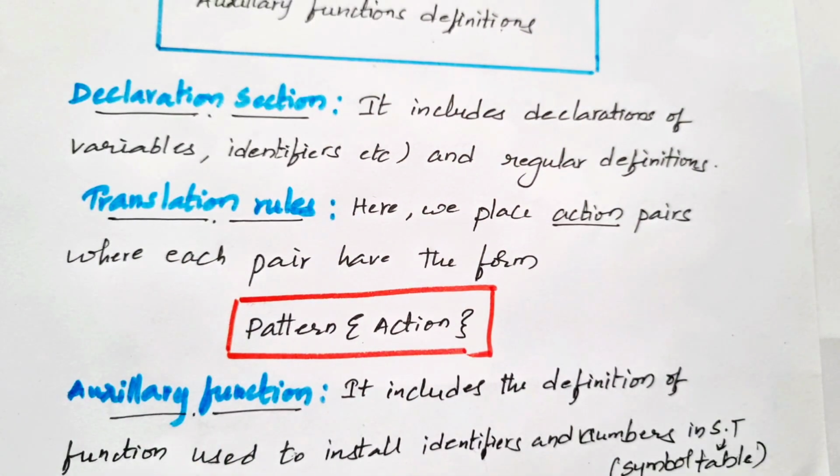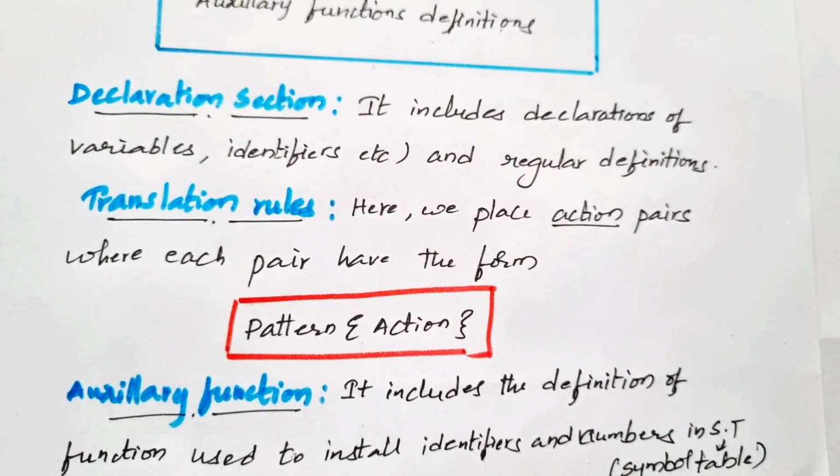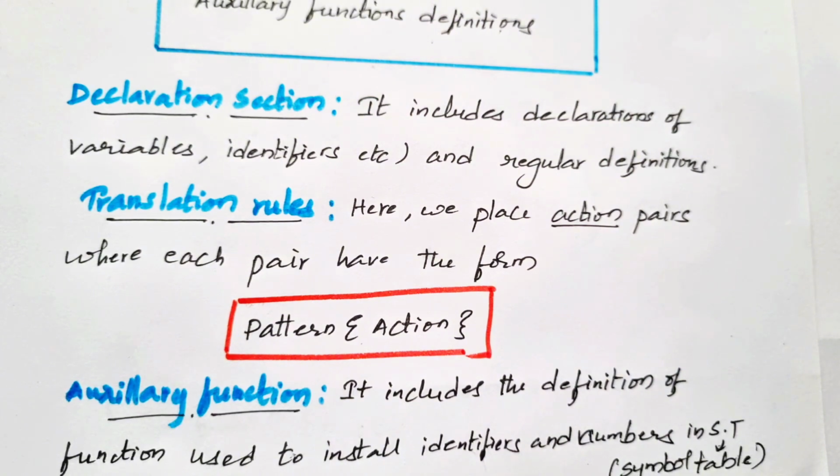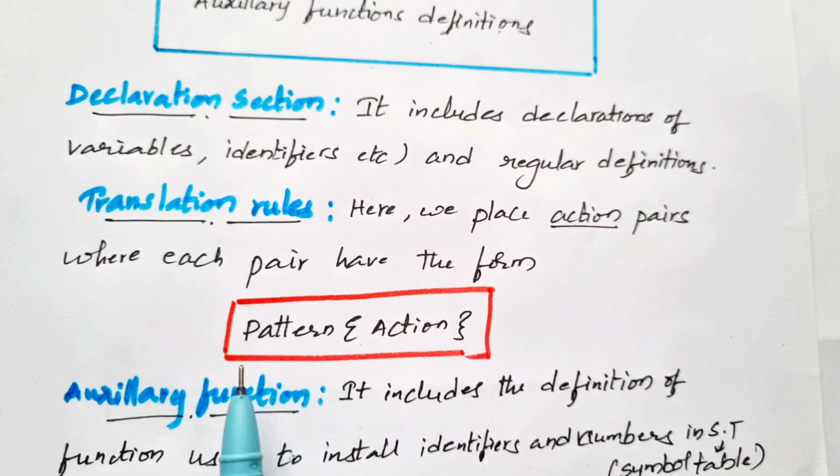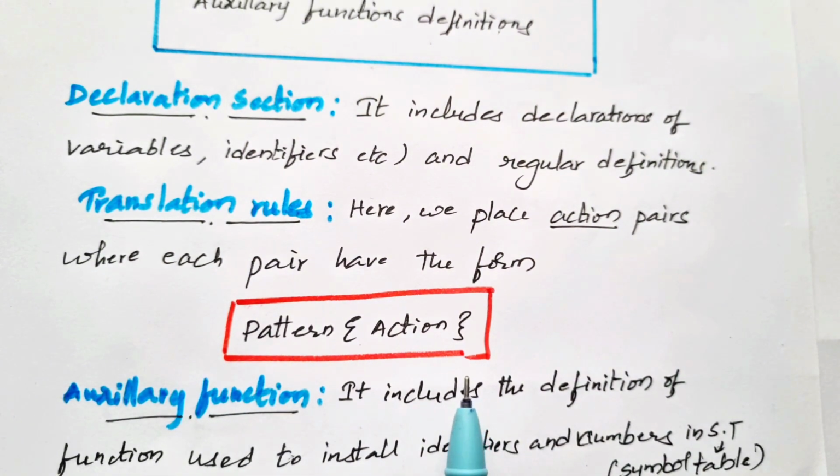Second section is translation rules. This is the most important part of the Lex program. In this section, we write a set of pattern and action pair. The general form is pattern followed by action within the curly braces. The pattern specifies what to search for in the input. The action specifies what should happen when that pattern is found.